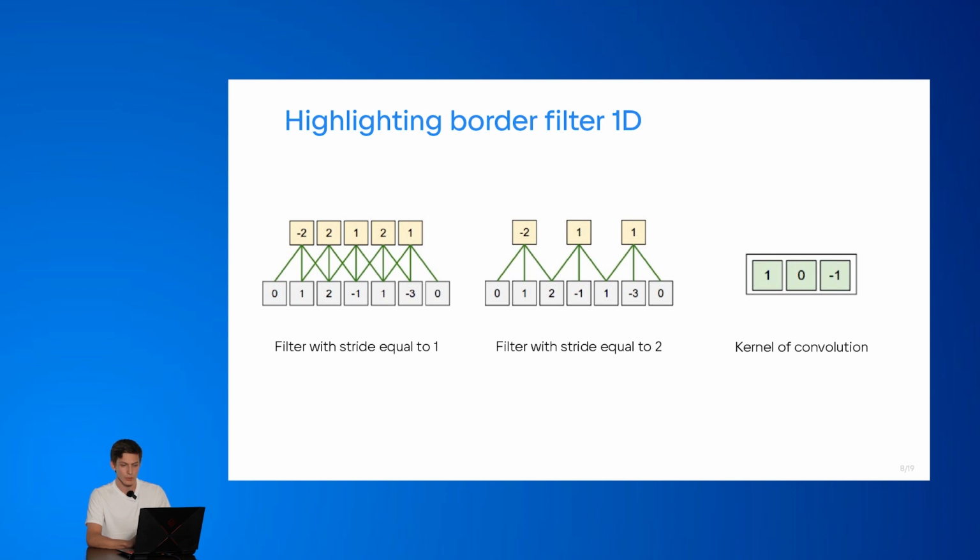And what about the filter with stride equal to 2? We can see that the step of our kernel is increased. Here we take the first three numbers, then we take numbers starting from the last one. You see? From the 2. Okay, it is how this filter works.